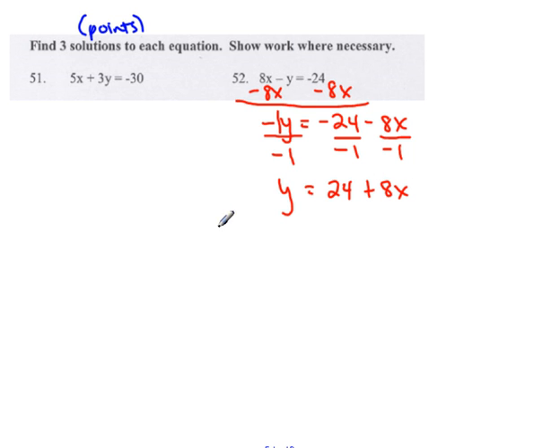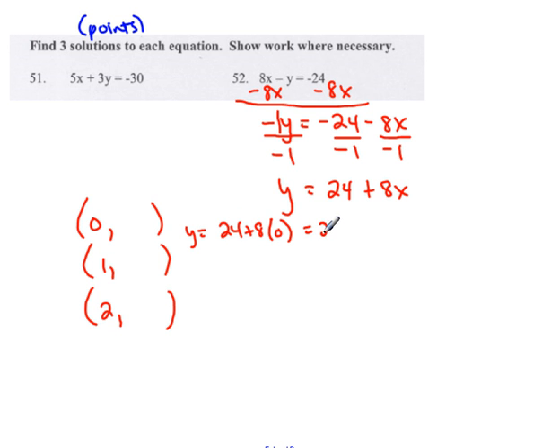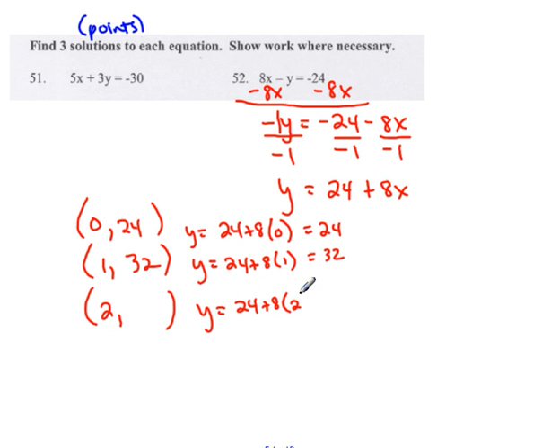And since I'm not graphing here, I can plug in any value, so I'm going to use the standard 0, 1, and 2. When I plug in 0, I get 24 plus 8 times 0. Well, that's just 24. Plug in 1. 24 plus 8 times 1. Well, that's just 32. And finally, 24 plus 8 times 2. And that's going to give you 40.